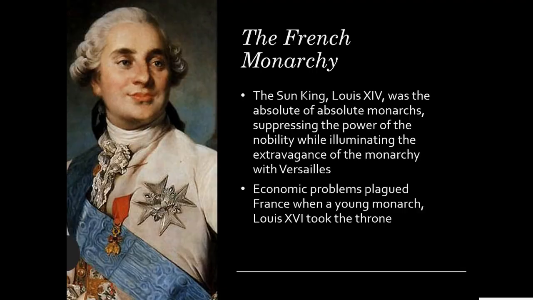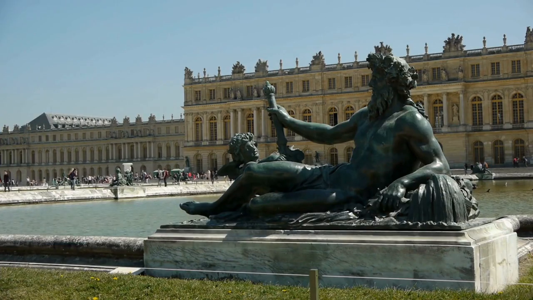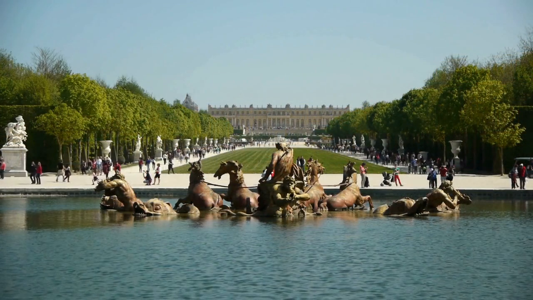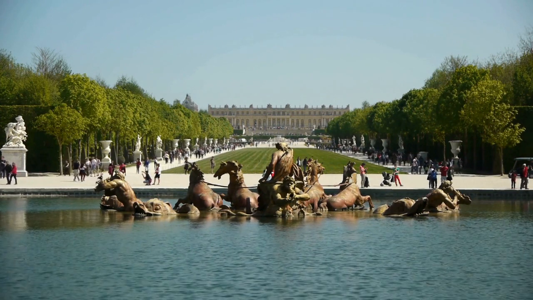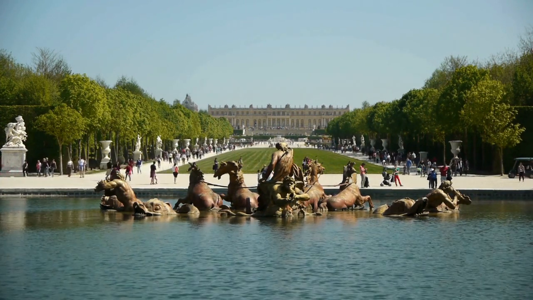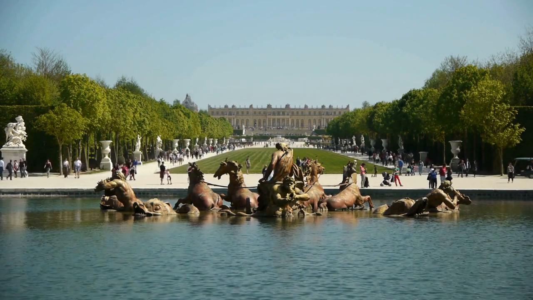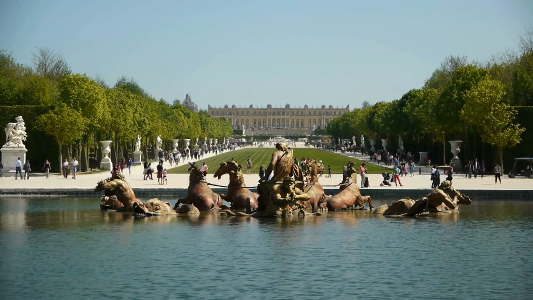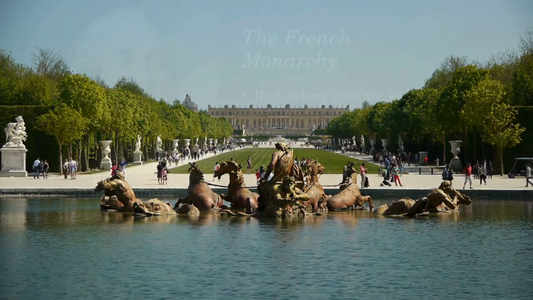So Louis XIV was the absolute of absolutes. He was the person who suppressed the power of the nobility and made the extravagance of Versailles. But he's also the guy that built a whole bunch of economic issues for France. He loved to go to war. He, of course, is building Versailles and starting up this very expensive and elaborate court.